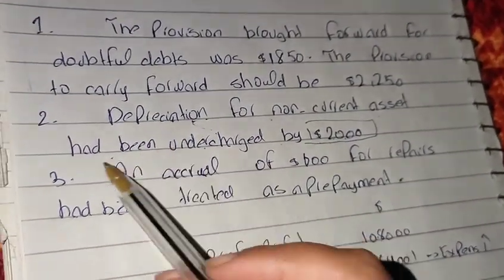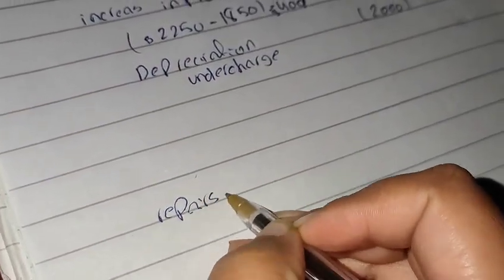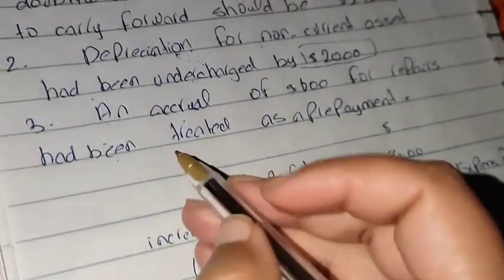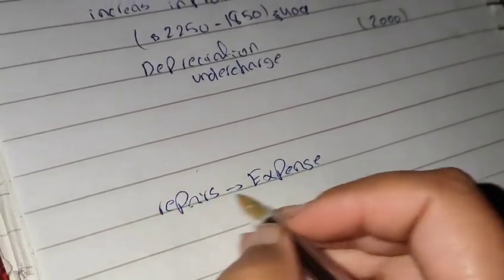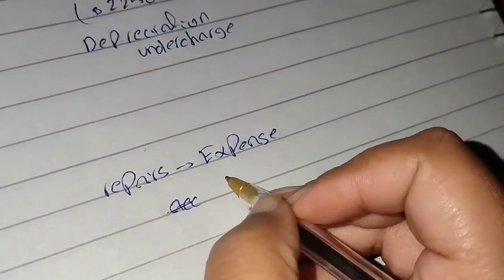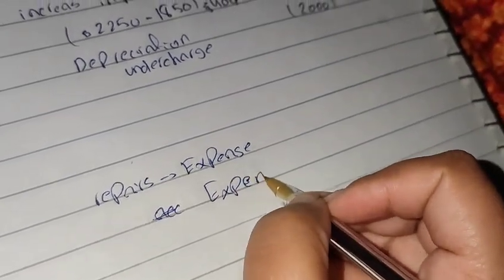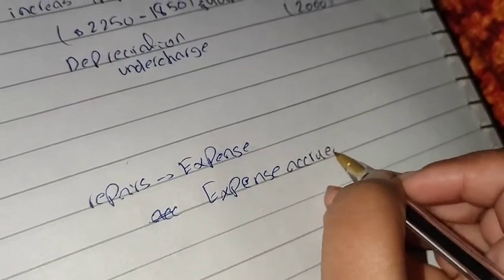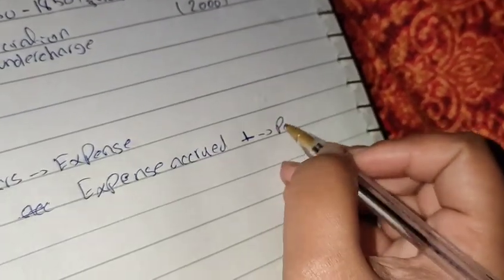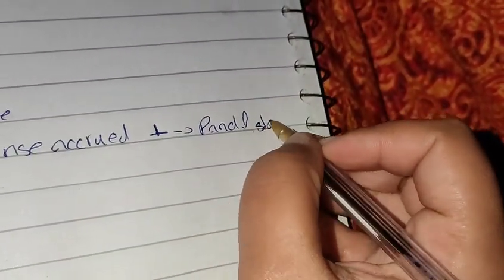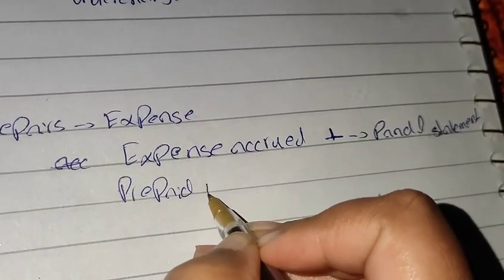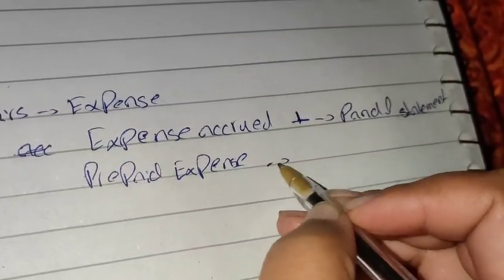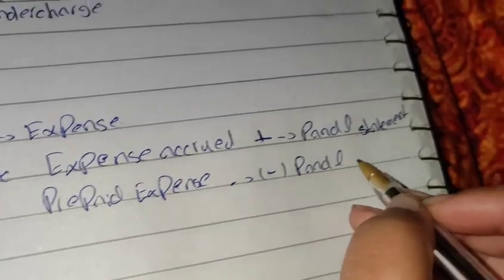Okay, so the last error is an accrual of $600 for repairs. Repairs is basically our expense. An accrual of $600 for repairs had been treated as prepayment. So this was basically an accrual. We know that if any expense is accrued, we have to add this expense in our profit and loss statement. But if your expense is a prepaid expense, we have to deduct this from the P&L statement.